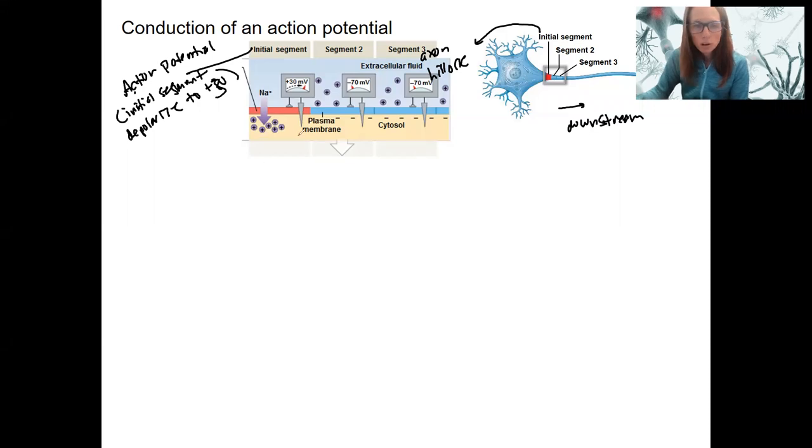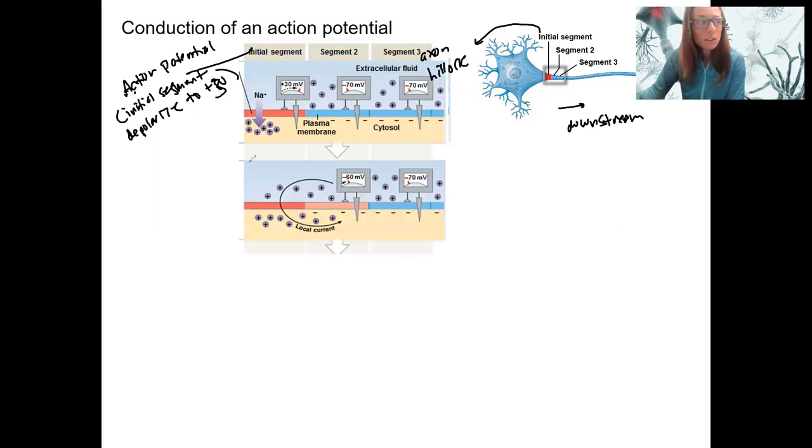That is going to cause, but what do you think? So these ions are in here. We've got a local current still. So we can have those ions spread to the adjacent region of the membrane inside the cytosol. It's going to look like this. What's happening here? So the sodium has entered. That was what happened at the initial segment. And the ions spread, just like with a graded potential, but it's not a graded potential. Well, it is one, but it's one that's large enough to depolarize the adjacent membrane. So segment two is depolarized.